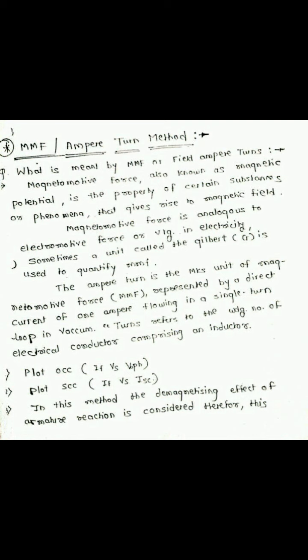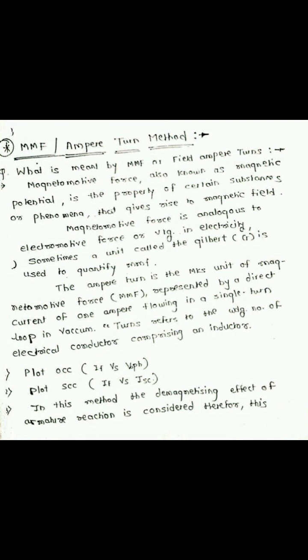Sometimes the unit of MMF is called Gilbert, with capital G, used to quantify the MMF. The ampere turn is the MKS unit, so another name of that particular technique is the ampere turn method. The ampere turn is the MKS unit of magnetomotive force, represented by a direct current of 1 ampere flowing in a single turn loop in a vacuum. Turns refers to the winding, that is, the number of electrical conductors comprising an inductor. So this is called the MMF or ampere turn method.